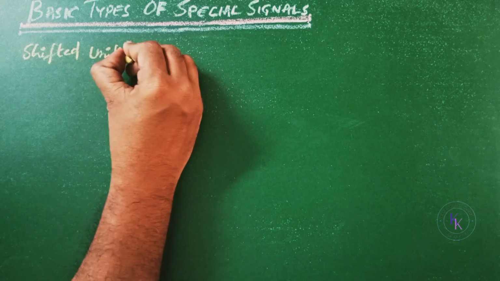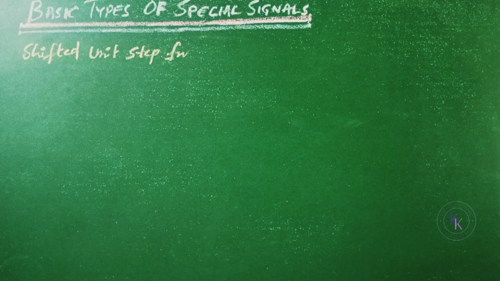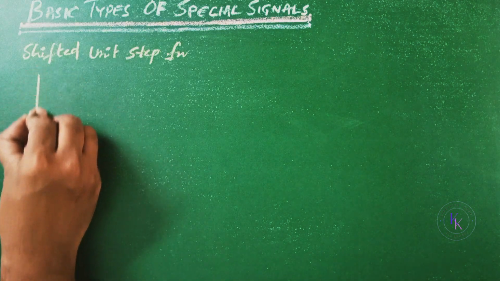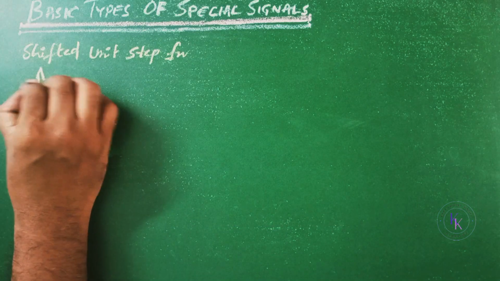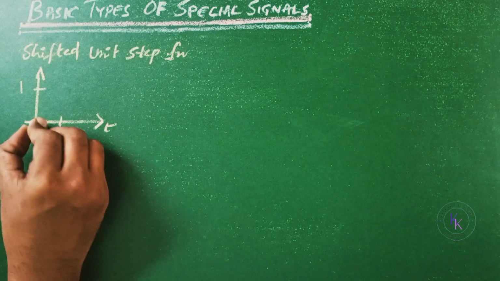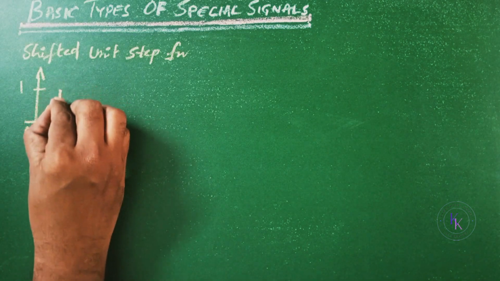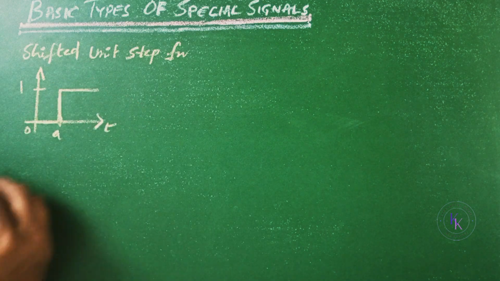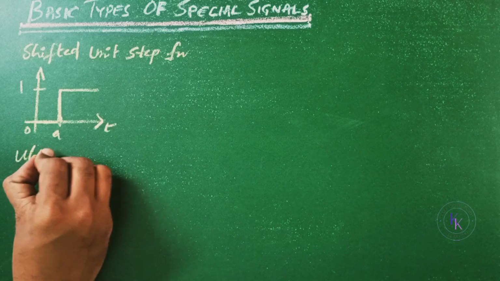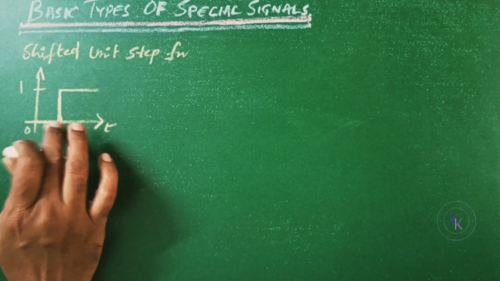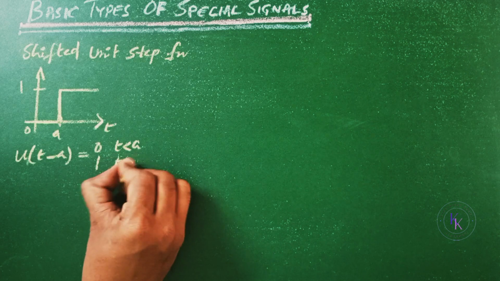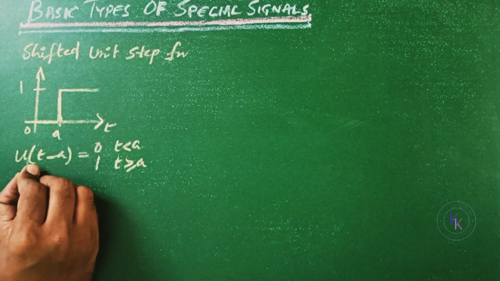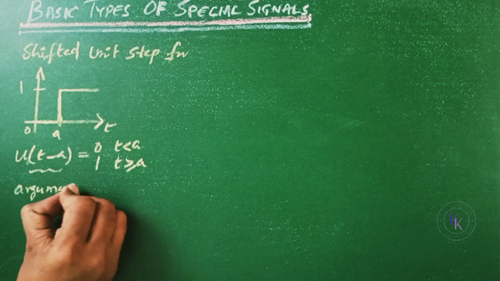Shifted unit step function. This function remains at 0 until t equals a, and at t equals a it abruptly changes from 0 to unity. It is represented in the waveform like this: 0 and t, here let it be a, and this is a unit function, so the amplitude is 1. The function remains 0 until a. At a it abruptly changes from 0 to 1, and this can be expressed as u of t minus a, so before a it will be 0 for t less than a, and equal to 1 if t is greater than or equal to a, where the quantity t minus a is called the argument of the function.